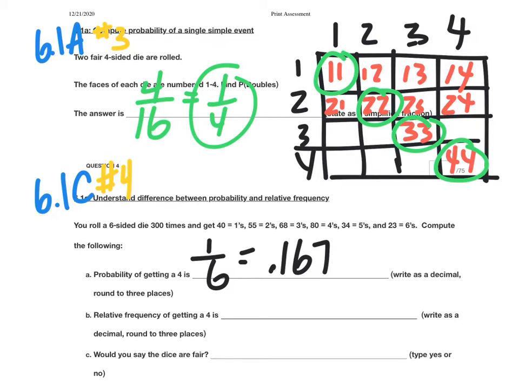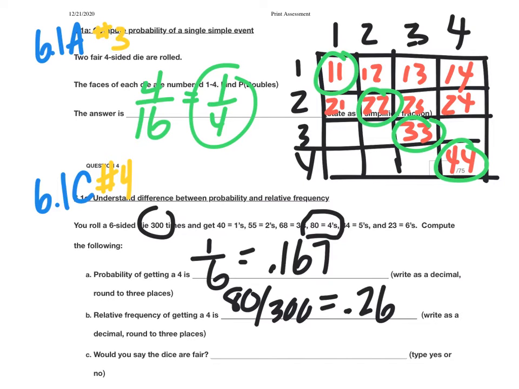The next question is, what is the relative frequency of getting a 4? Well, relative frequency is from chapter 1, so we look at our information here, and we're going to notice that the 4 showed up, it says here, 80 times out of the 300 rolls, so we're just going to do 80 divided by the 300, and when you do that, you're going to end up getting the decimal, to 3 decimal places, 0.267. Would you say the dice are fair?